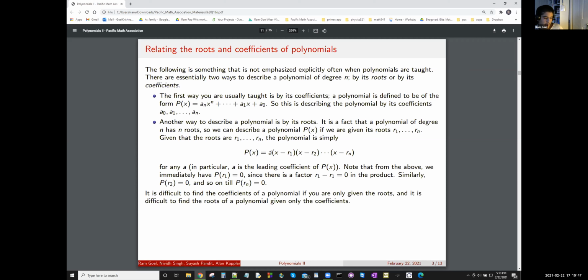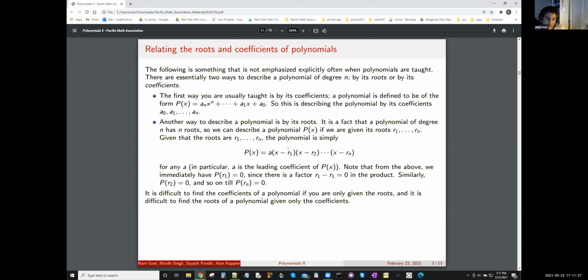All right. Now, the question arises, how can we relate the roots and coefficients of a polynomial? That's why we're introducing this entire concept. It is difficult to find the coefficients of a polynomial if you are only given the roots, and the way to do that would be using expansion. So if I told you the roots of the polynomial were 2 and 3, then it would be of this form, a times x minus 2 times x minus 3. And then you could expand that, using any method of expansion you like, to get the coefficients.